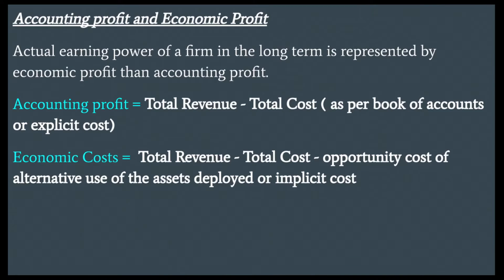Accounting profit and economic profit. The actual earning power of a firm in the long term is represented by economic profit rather than accounting profit. Accounting profit is total revenue minus total cost, that is, the explicit cost as per the books of accounts. Economic profit is total revenue minus total cost minus implicit cost, that is, the opportunity cost of alternative use of assets deployed. So economic profit includes both implicit and explicit cost, whereas accounting profit includes only explicit costs.